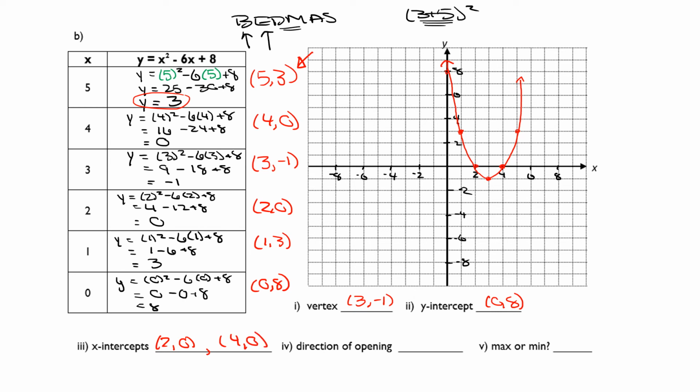What's the direction of the opening? This one looks like a smiley face, so this one opens up. The open part is at the top. Now, max or min, remember that means two things. Is it a maximum or is it a minimum? First of all, it's asking about the vertex. The vertex is a minimum, and the minimum value, the lowest value my graph gets to, is right here. Minimum at y equals -1. So there is a graph from a kind of complicated table of values.